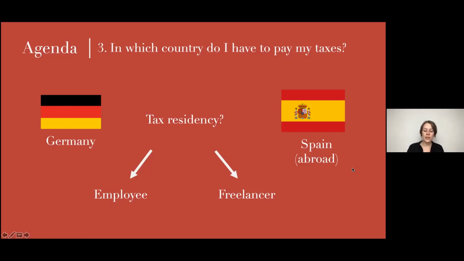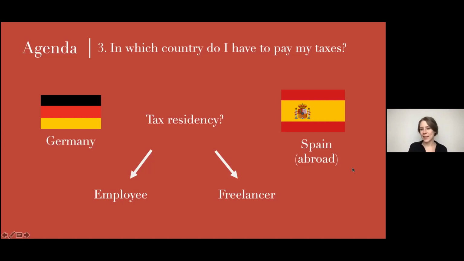Because the question, in which country do you have to pay taxes on your income, is always dependent on the so-called double taxation agreement. In German, this is called Doppelbesteuerungsabkommen. And what does it mean? This is an agreement between countries, for example, between Germany and Spain. And in this agreement, it is ruled which country has the right of taxation regarding your income as an employee or your income as a freelancer.